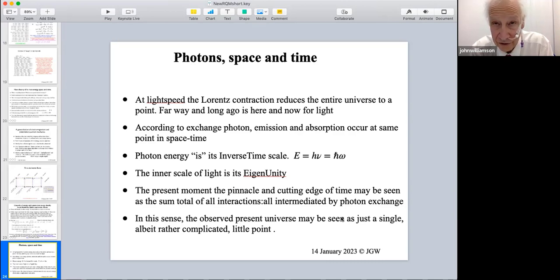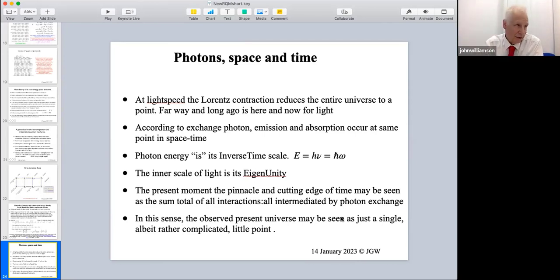So as far as the photon is concerned, emitter and absorber are at the same point in space-time. It is local. It doesn't matter how far away it is, it remains local. According to the exchange photon, emission and absorption always occur at the same point in space-time, provided that exchange photon is on mass shell, which is a big proviso, by the way. So the photon energy is its inverse time scale. E is h nu, is h bar omega. And this inner scale of light is its eigenunity.